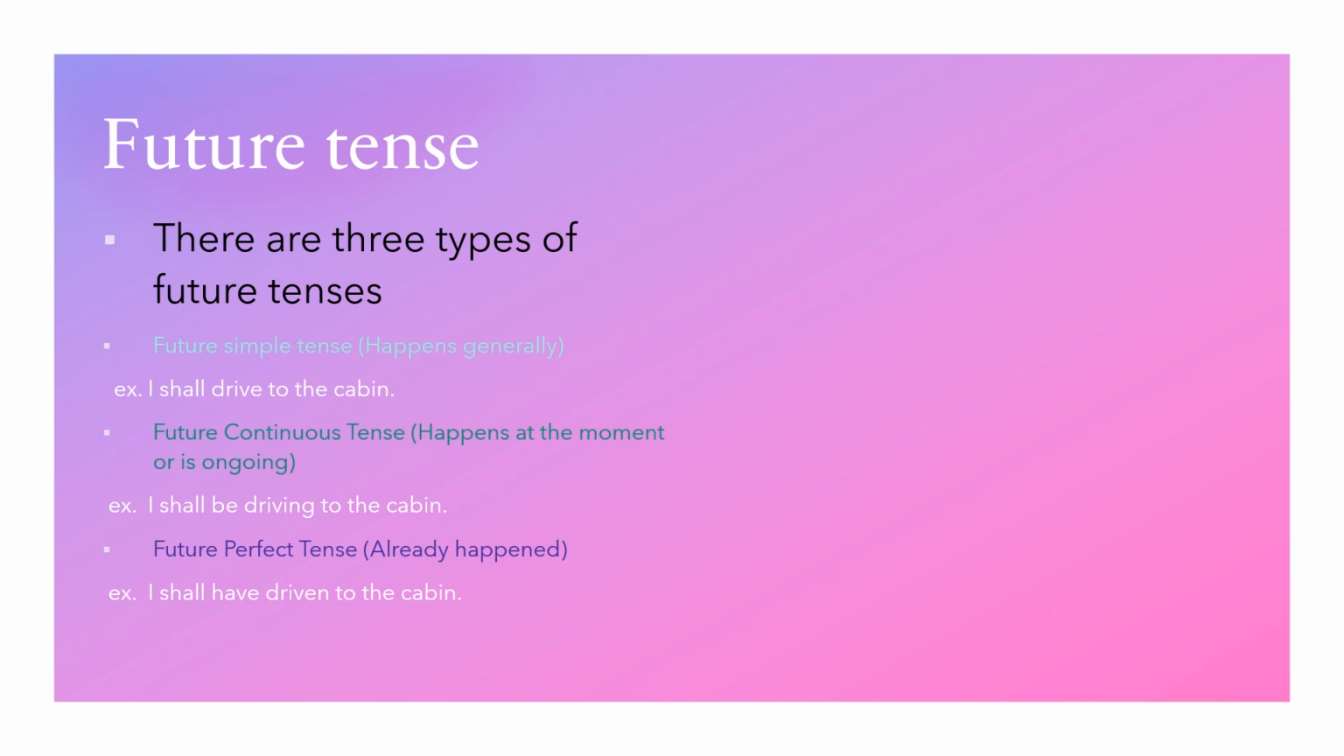And then for future perfect, we can see the example is within the future tense by focusing on the word shall, and then by looking at the verb have driven, right? You can see that the action has already happened. So that makes this sentence then future perfect tense. Okay.